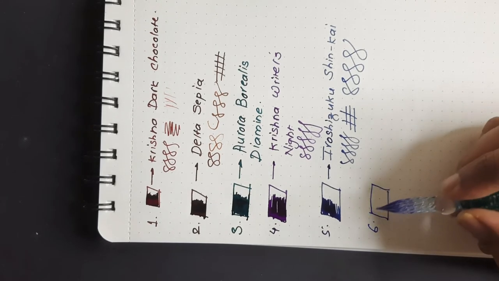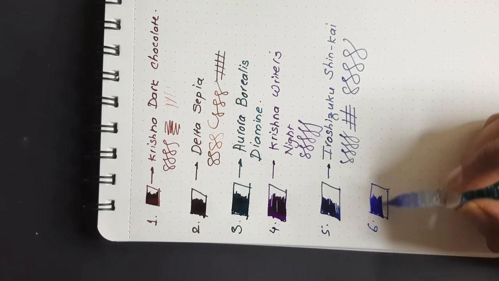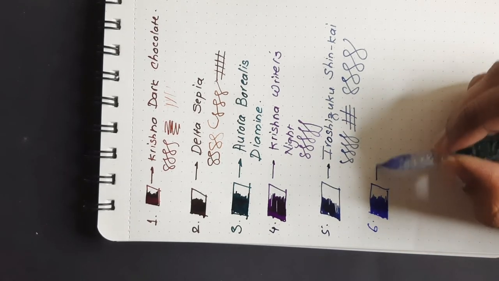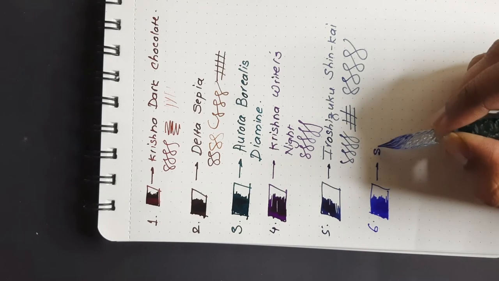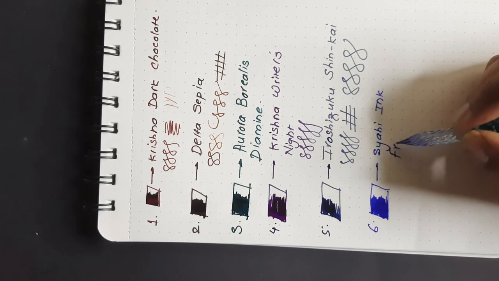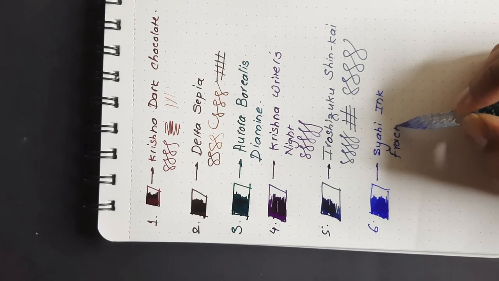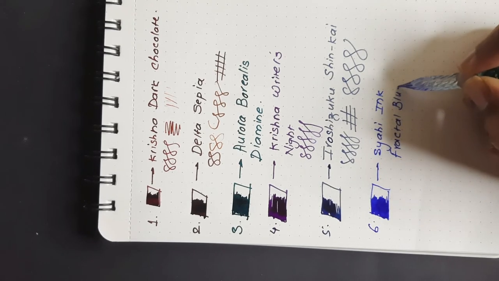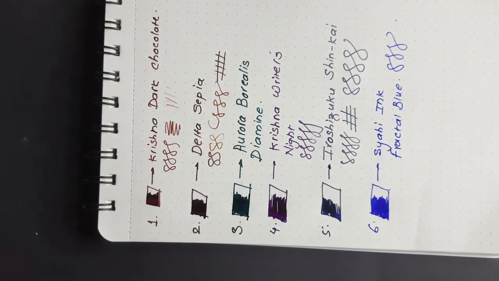It's a simple blue color ink. Writes very well on any paper. Slightly wet. Siyahi ink. And the name of the ink is Fractal Blue. Since I have this Siyahi red color lying on my table, we'll try that as well and then we'll conclude the video.